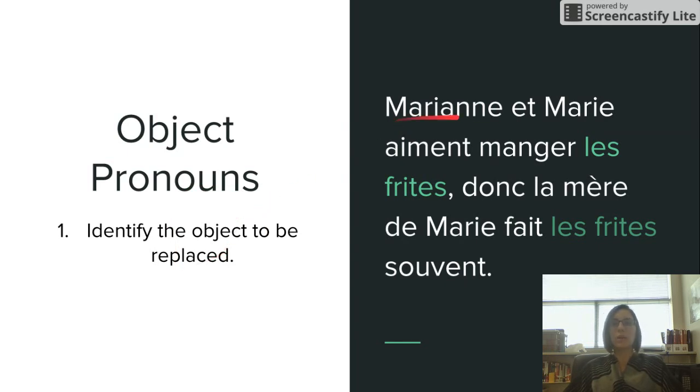So we already know that Marianne et Marie is our subject, aiment manger is our verb. So whatever is being liked to eat is les frites, so fries. That will be the object of the first half of our sentence. You'll see that this is actually repeated in the second half of our sentence. So this is where we're going to be doing the replacement. So we have donc la mère de Marie fait les frites souvent.